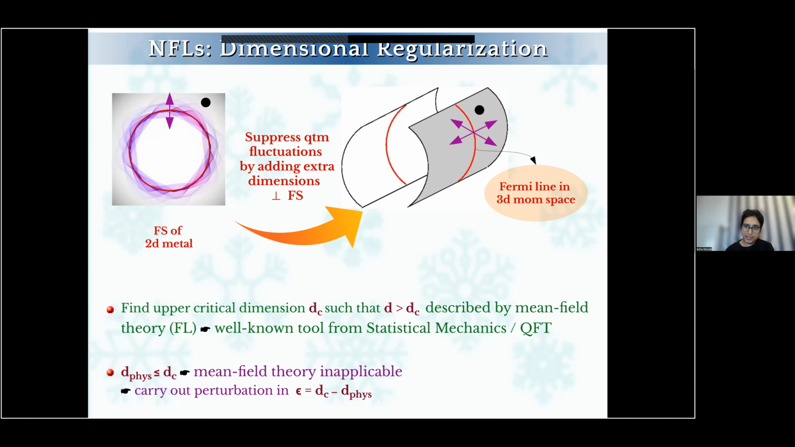And through this mathematical method, our aim is to find the upper critical dimension DC such that if the physical dimension of the system is greater than DC, then it will be well described by a mean field theory, in this case, a Fermi liquid theory. However, if the actual physical dimension of the system is less than or equal to DC, then we cannot trust the universal critical scalings coming from a mean field theory. However, now we can carry out a controlled perturbative expansion in this small parameter epsilon, which is the difference between DC and the physical dimension, as long as epsilon is small enough to justify such a perturbative expansion.